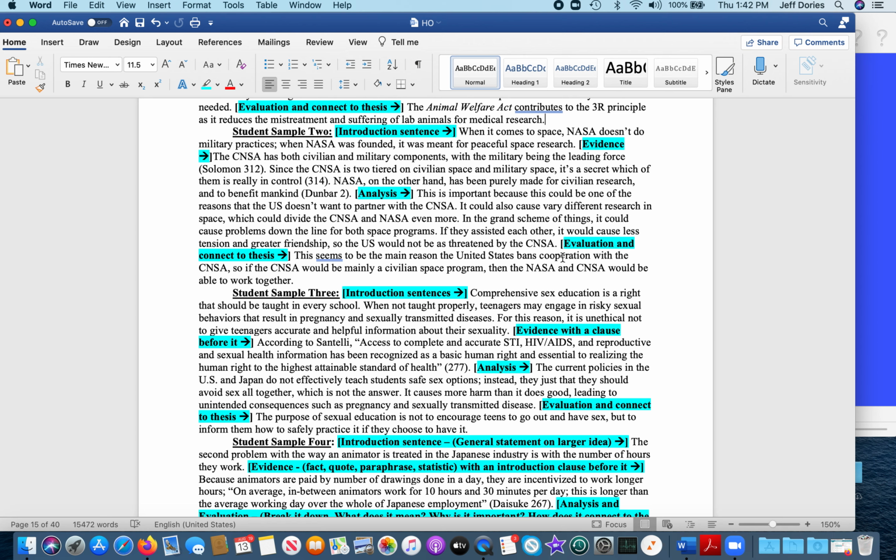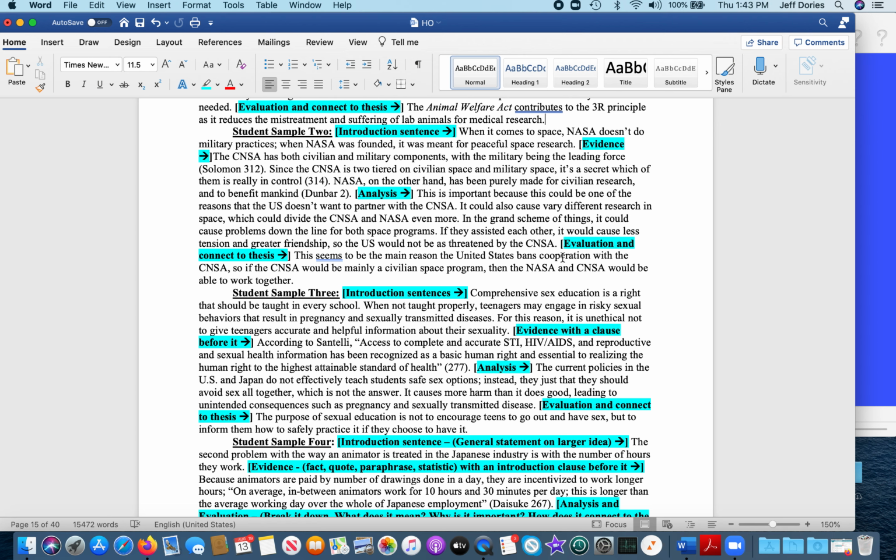Okay, so here's the general idea. When it comes to space, NASA doesn't do military practices. When NASA was founded, it was meant for peaceful space research. Okay, so it's this bigger idea, bigger thought idea about NASA, right?